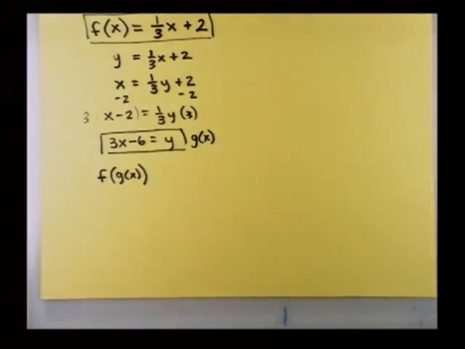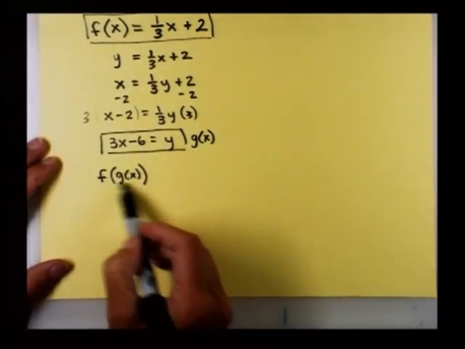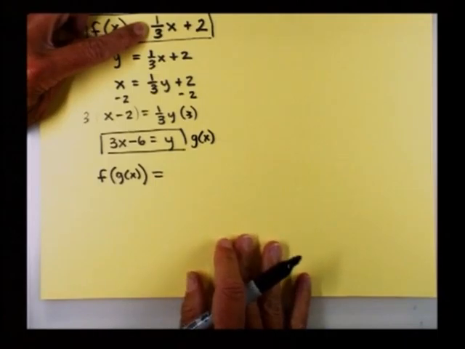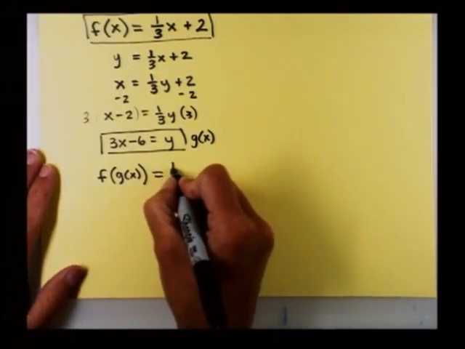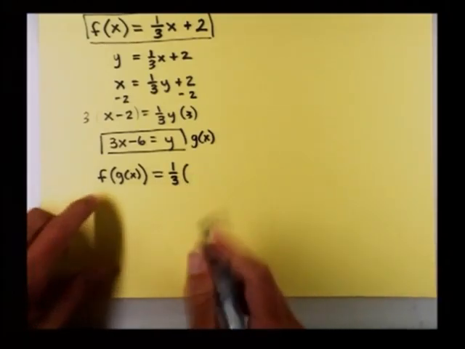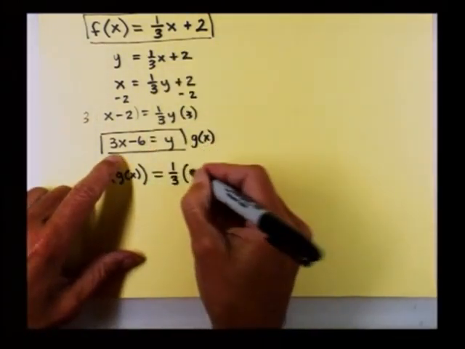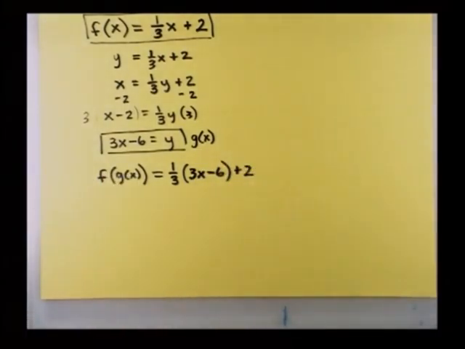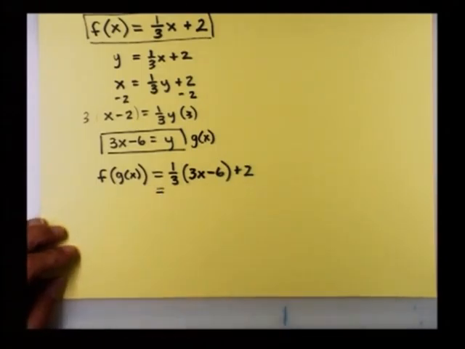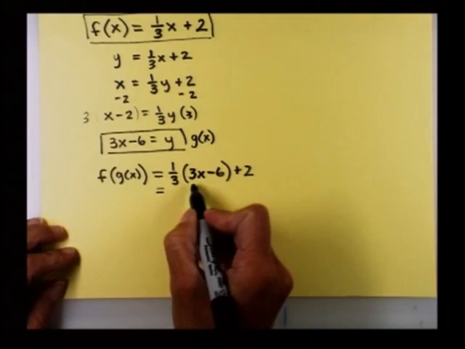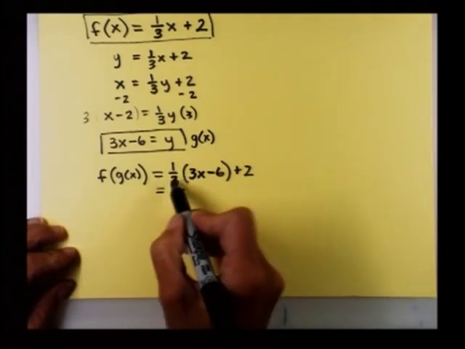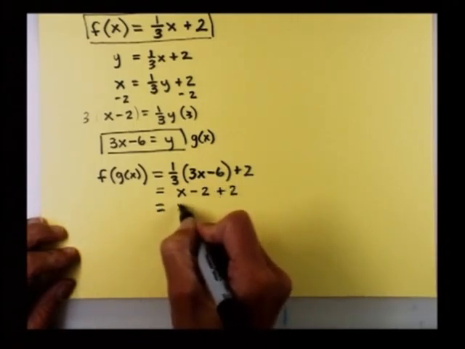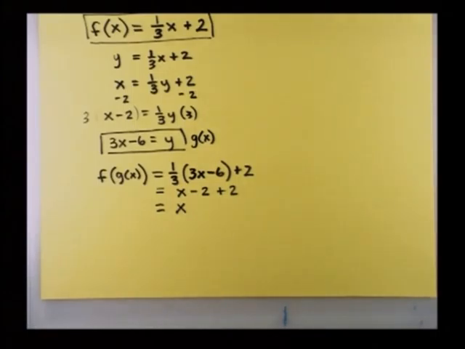You remember from our composition of functions, that means that I'm going to take this entire equation and plug it into our f equation. So I will have 1/3. Now in place of the x, I'm going to put this whole equation here, 3x minus 6. Okay, let's go ahead and work through that one. So 1/3 times 3x, we get 1x minus 2 plus 2. We got back to an x. That was what we wanted to do there.